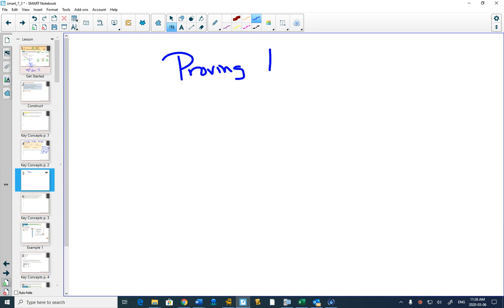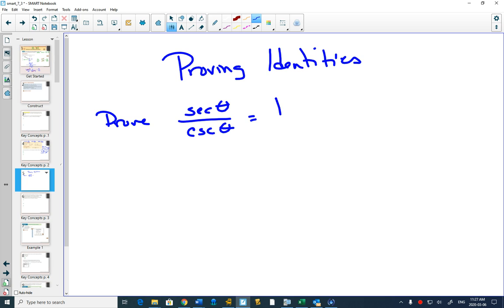So let's find some space for you guys. Do you still have room at the top of page 606? Okay, write this at the top of page 606, proving identities. So we're going to get a question that looks like this. Prove secant theta divided by cosecant theta is equal to tan of theta.